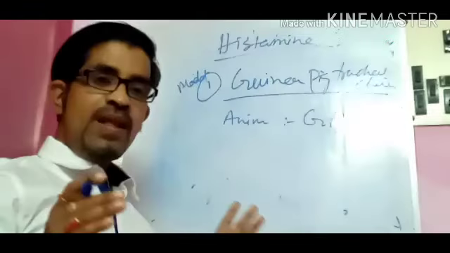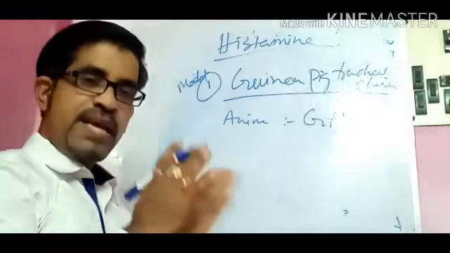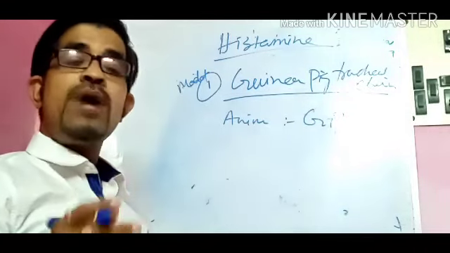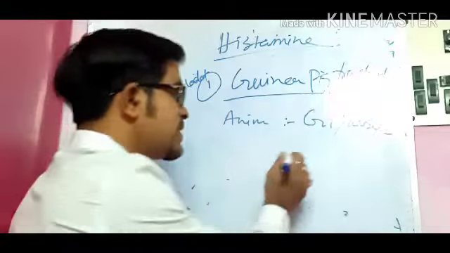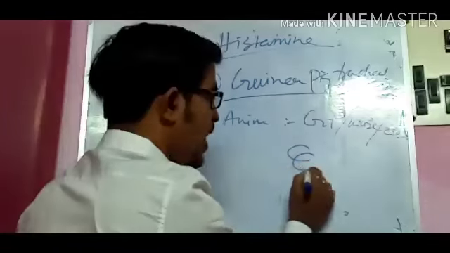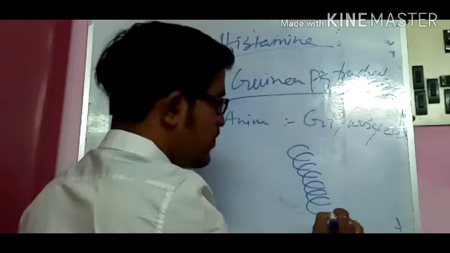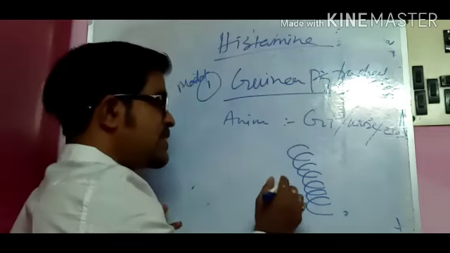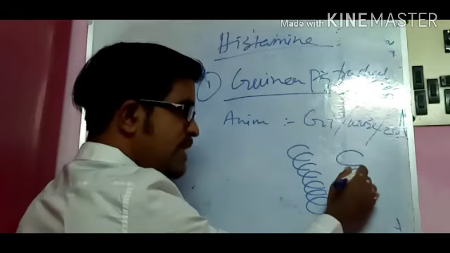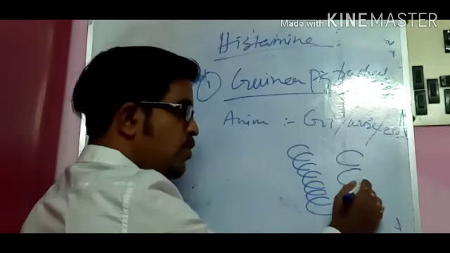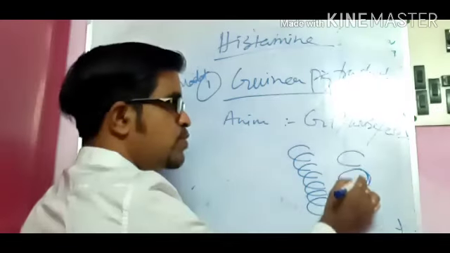Now the procedure: we are going to sacrifice the animal. We have to isolate the trachea. What is the trachea? The trachea is made of half C-shaped rings, as I told you previously. The C is an incomplete cartilage structure, and the rest of the area is made up of smooth muscle.